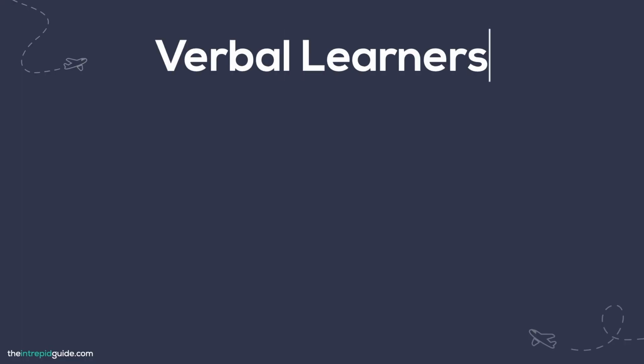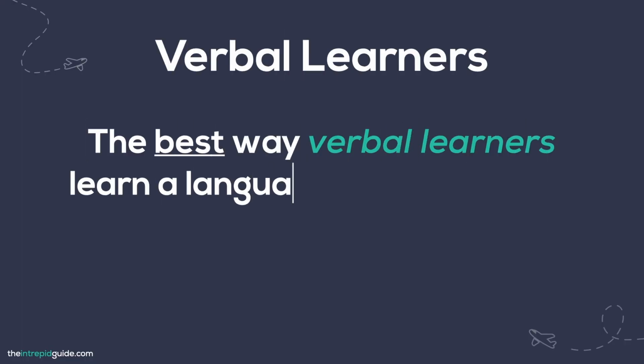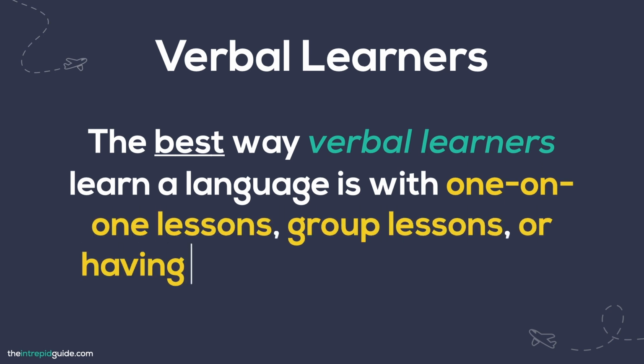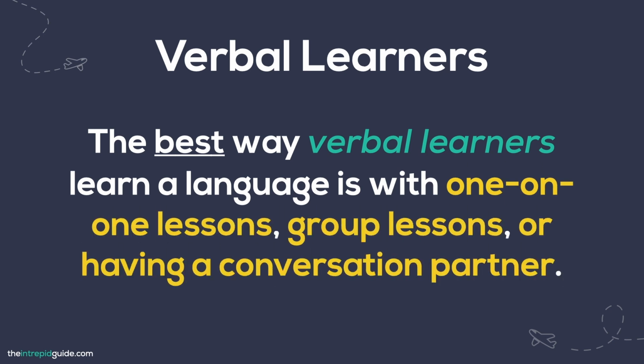The third learner type is verbal learners. Now, the best way that verbal learners learn a language is with one-on-one lessons, group lessons, or having a conversation partner. Now, verbal learners have a lot in common with auditory learners in that they don't necessarily need that dominant visual aspect to help them to learn.